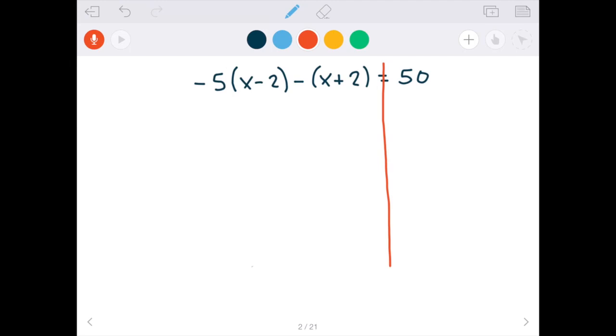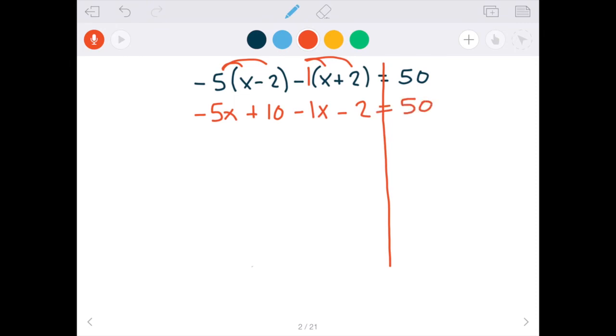So when I see parentheses like this, I know that I'm going to have to do the distributive property. And remember that in a situation where you have like the x plus 2 in parentheses with no number in front of it, this is really a -1, and we are distributing a -1. So -5 times x is -5x. -5 times -2 is +10. Be very careful with your signs. -1 times x is -1x, and -1 times 2 is -2.